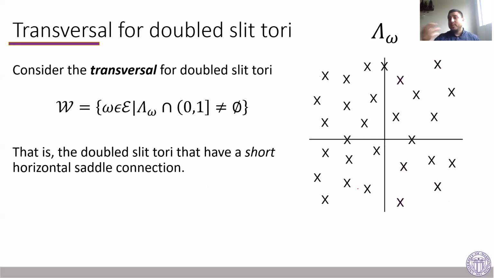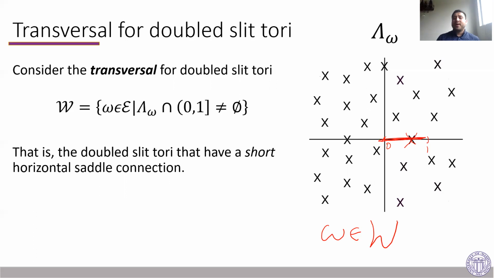And so as an example of it, we can take the following picture here. This is a picture of the holonomy vectors of a double slit torus. And what I'm saying is the following. If this is 1 and this is 0, and I have a holonomy vector that lands inside of this region, the way I do it with X, then omega is inside of W, the transversal.